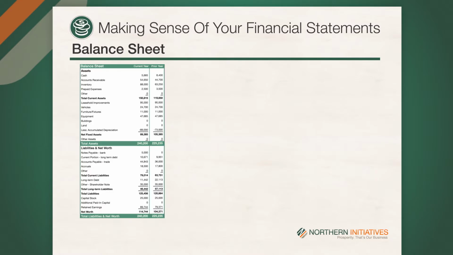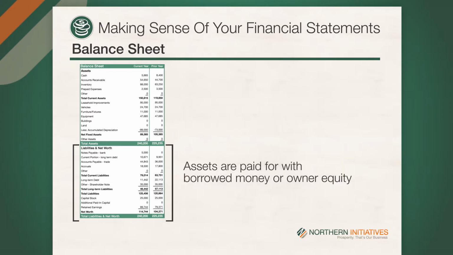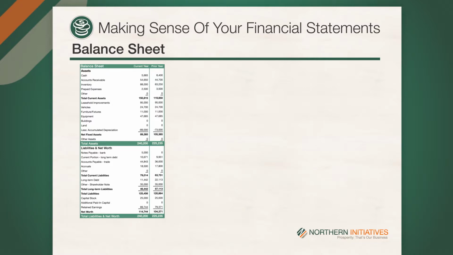Balance sheet. Now let's look at the balance sheet for this business. A business buys assets such as inventory or equipment for the purpose of generating sales and income. Those assets are paid with either borrowed money or owner equity. All that information is reported on the balance sheet. Over time, if managed properly, the owner can build equity in the business.